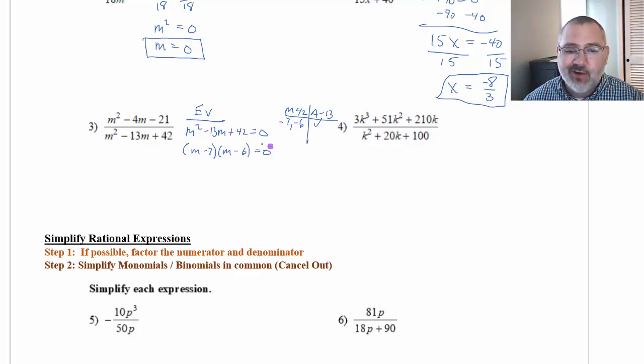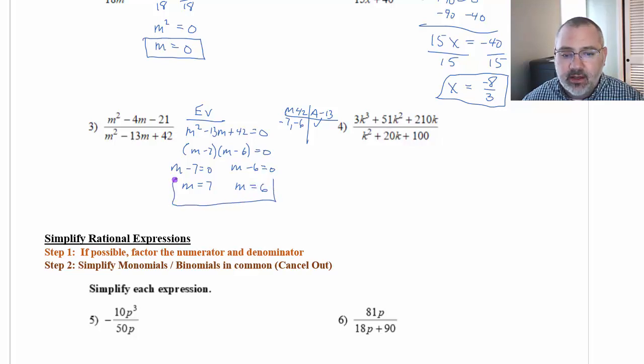Don't get sloppy and drop this equals 0. Keep it here. So we use our zero product property to set each of these equal to 0. So what would make m minus 7 equal 0? If m equaled 7. What would make m minus 6 equal to 0? If m equals 6. So both of these are our excluded values. And I always like to put the word or between them.